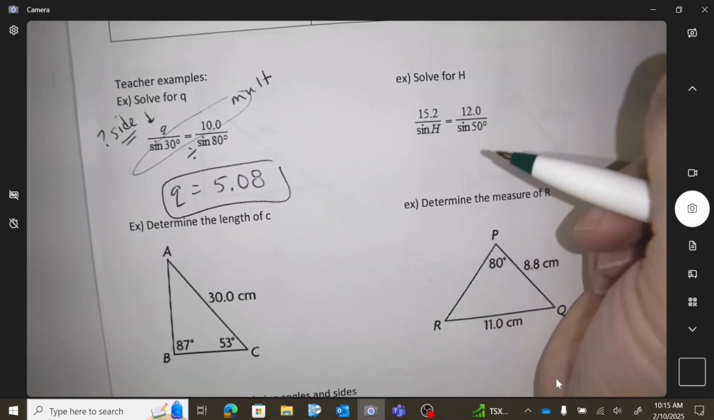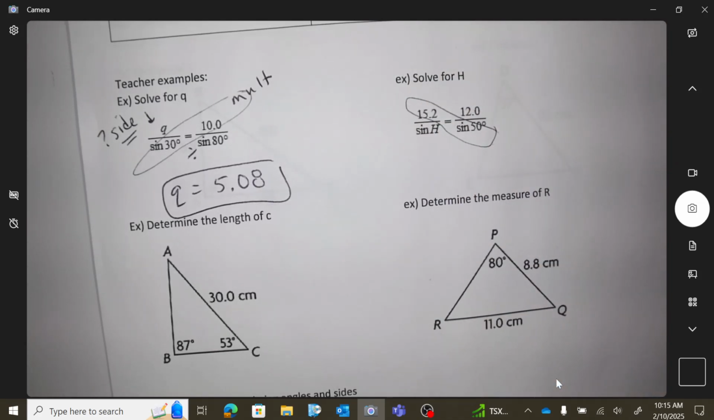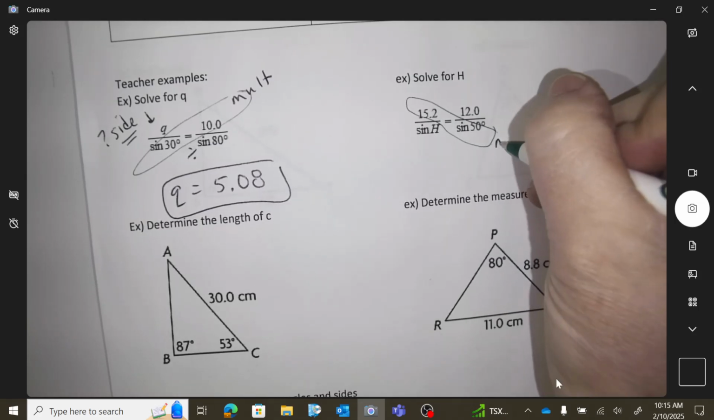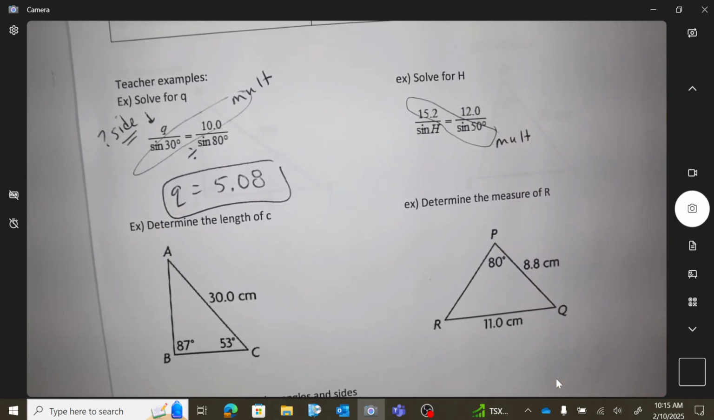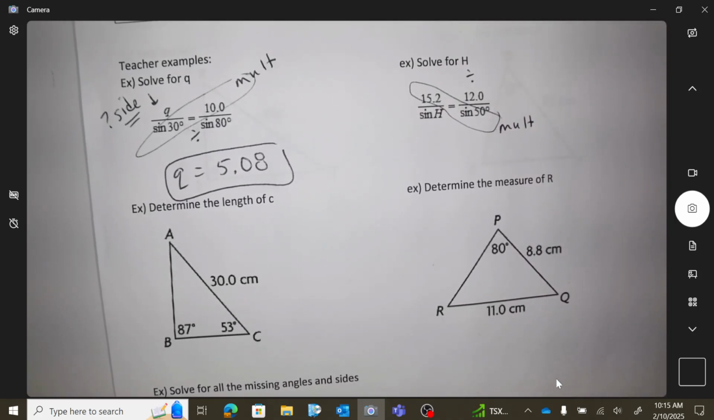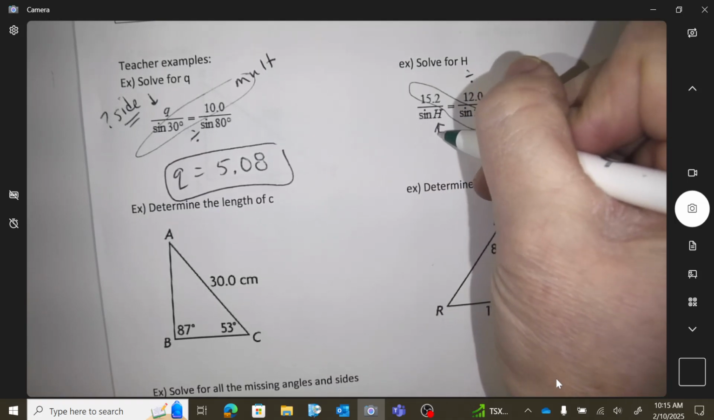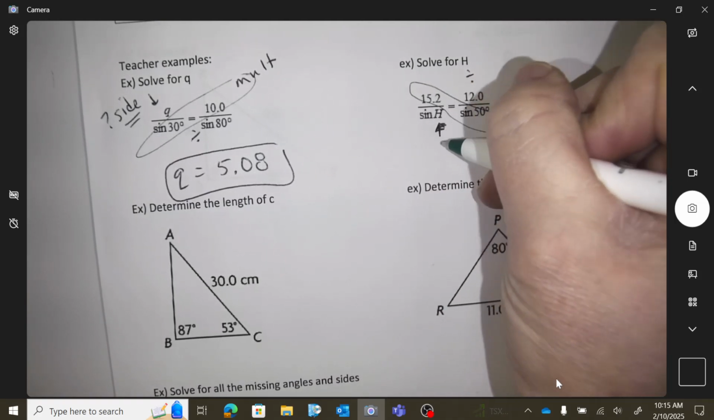Looking at the second example, here's what I'm doing again. What are my diagonals? Those get multiplied. Those get multiplied. Now what's the one that's lonely? 12. So I divide. Then I'm trying to figure out H. What is H representing? An angle.